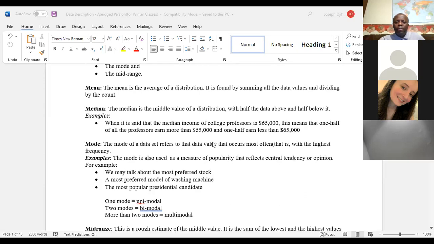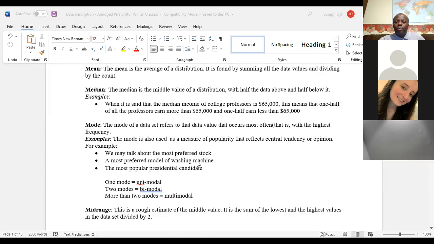Then mode gives us the value with the highest frequency. We can use it to talk about the most preferred stock, for example, that means the one that most people bought. The most preferred model of a washing machine, and the most preferred candidate. All these are modes. So mode is the one that occurs most often. When only one number occurs most often, we say that it is unimodal. If it is two modes, we have a bimodal. If a data set has more than two modes, we say that it is multimodal.